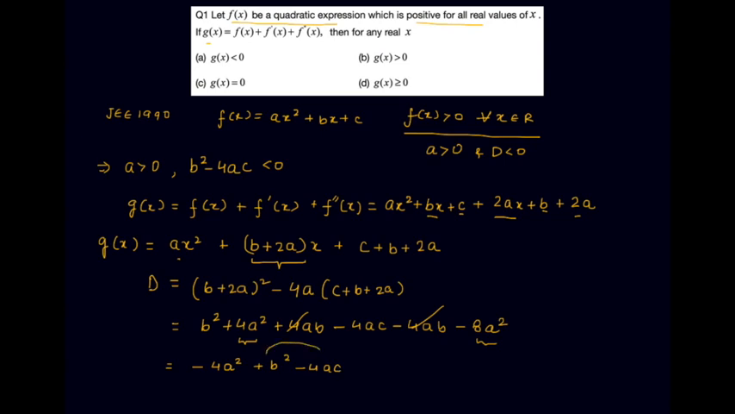Now we know that this term is less than 0 and this term is also less than 0. So the new discriminant of gx is also less than 0. And the coefficient of x square, which is a, is greater than 0. Hence gx will also be greater than 0 for all x belongs to R.